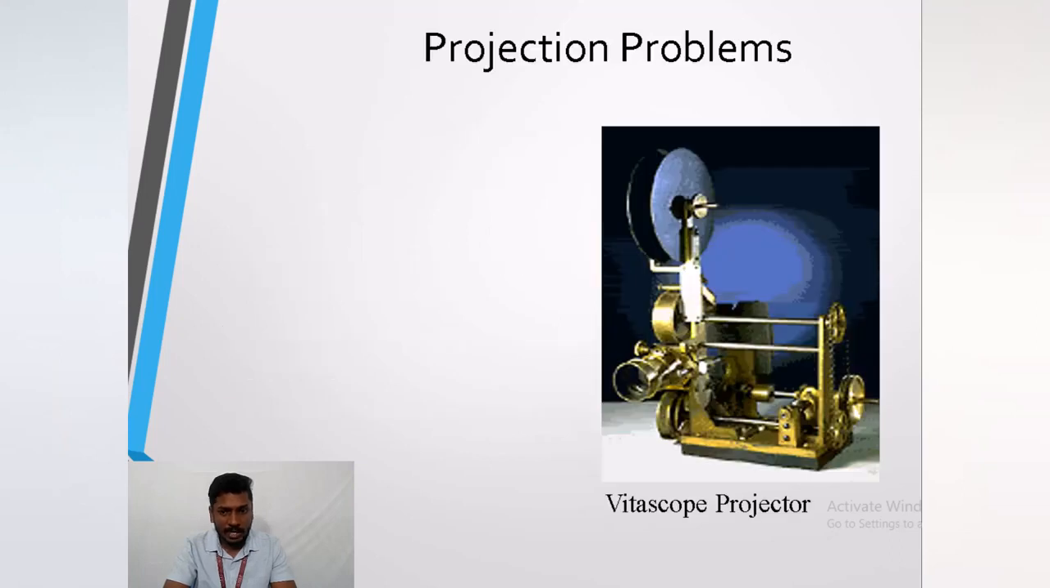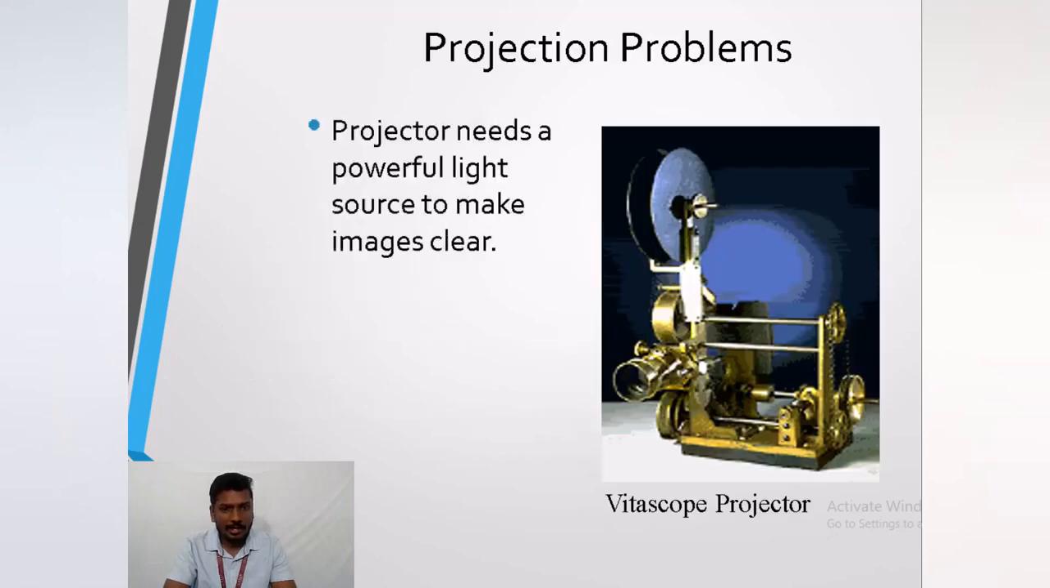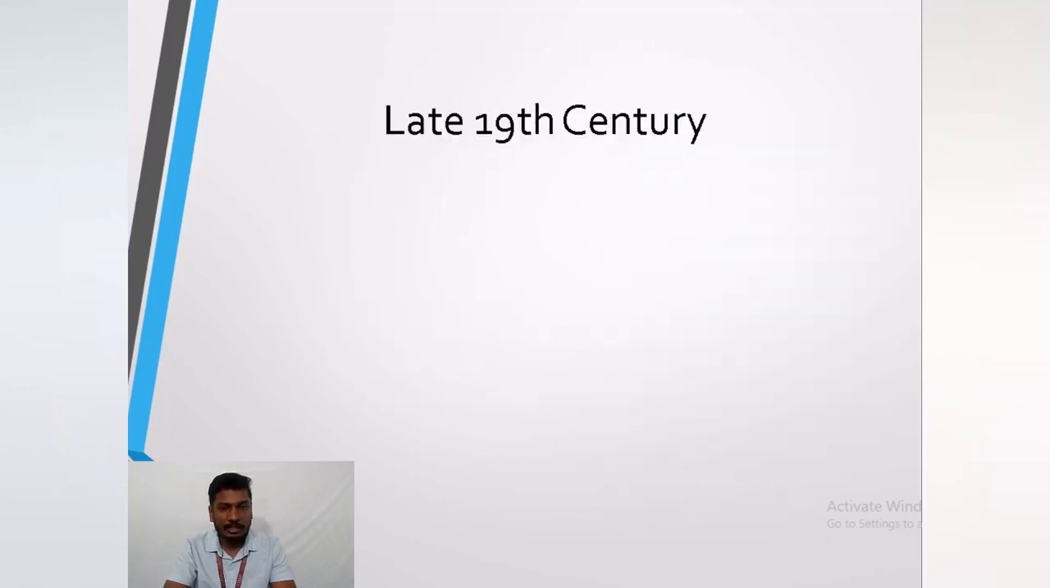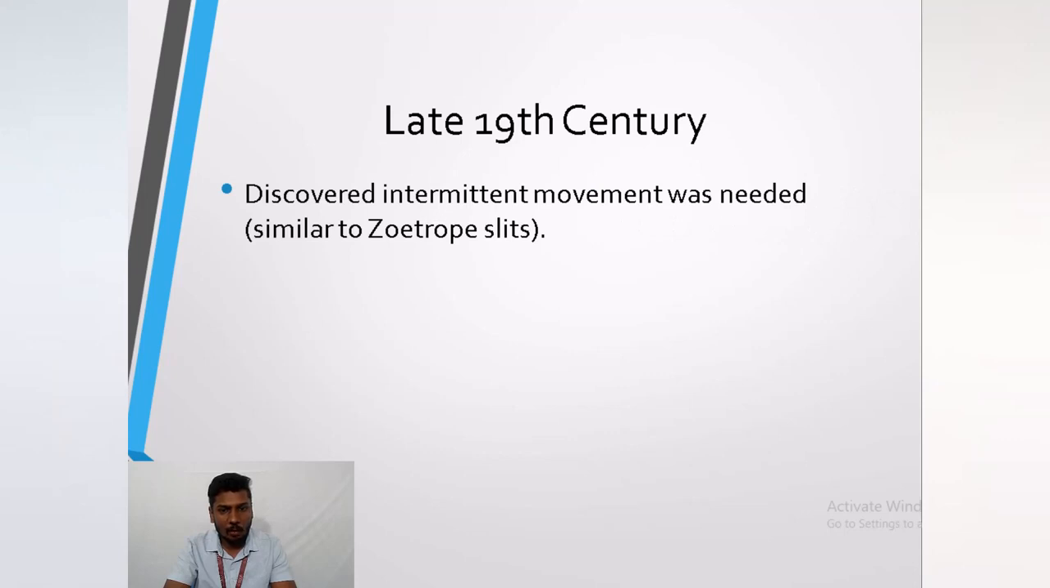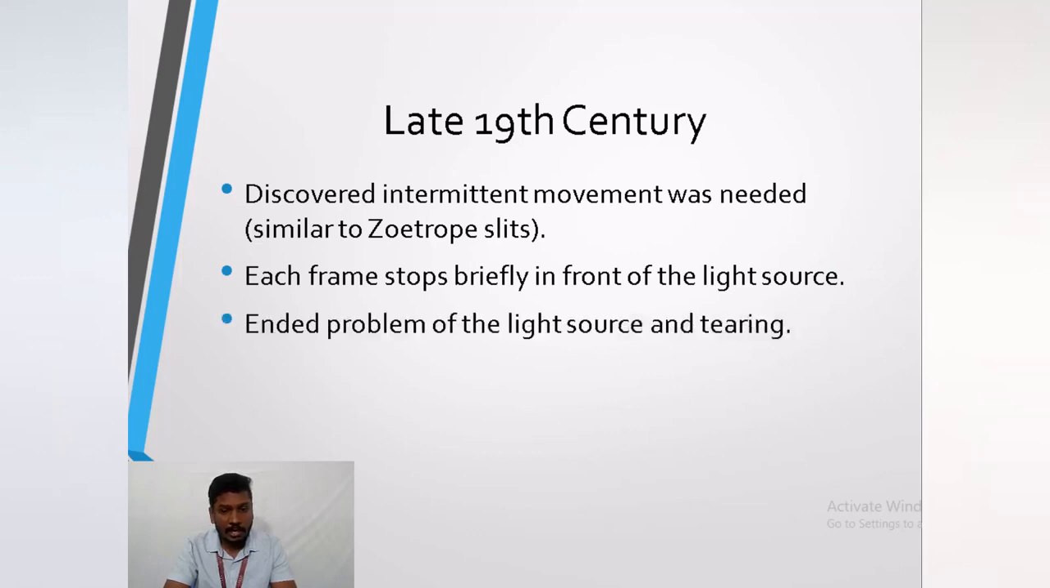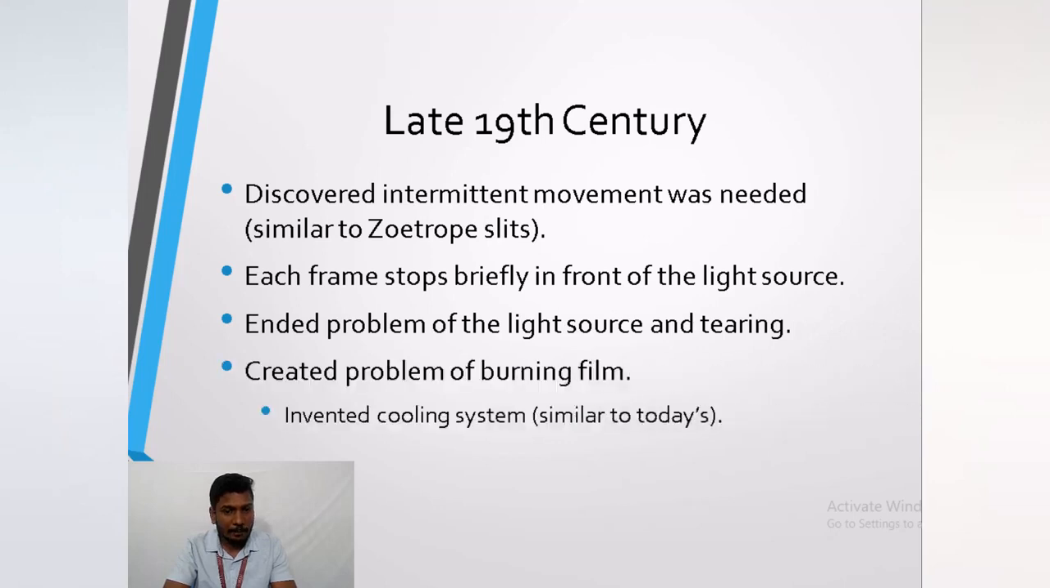Projection problems. Vitascope projector: a projector needs a powerful light source to make the image clear. Film has to run smoothly past the light source without tearing. In the late 19th century, it was discovered that intermittent movement was needed, similar to zoetrope slides. Each frame stopped briefly in front of the light source. This ended the problem of light and tearing, but created problems of burning flames, so a cooling system similar to today's was invented.